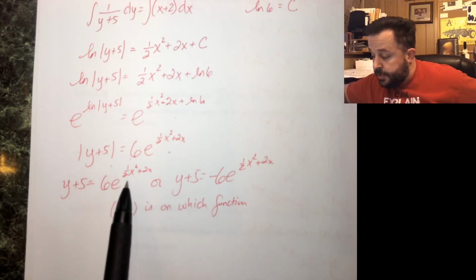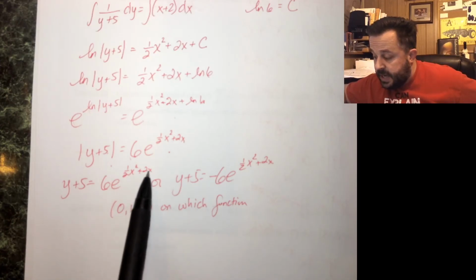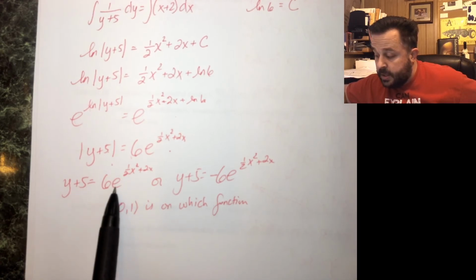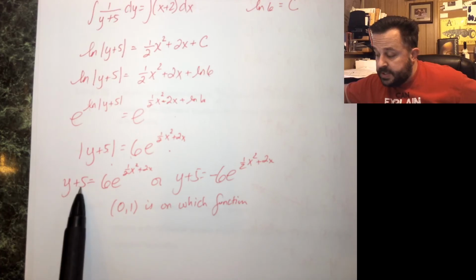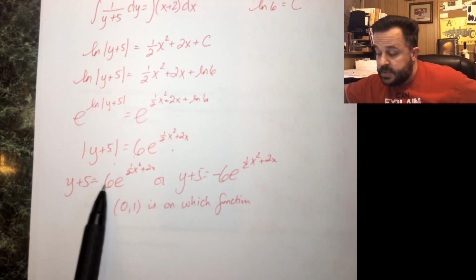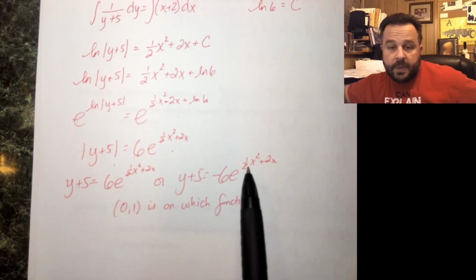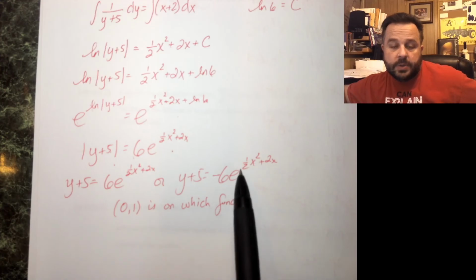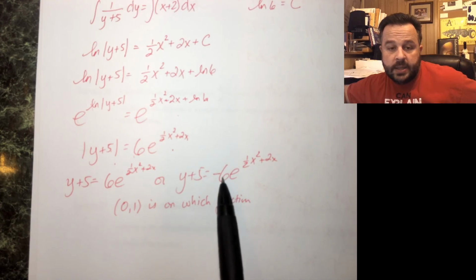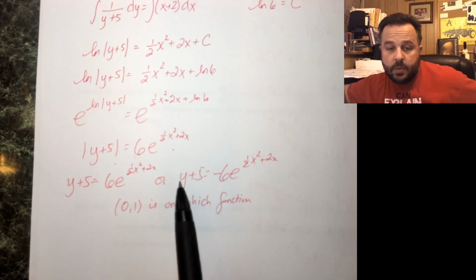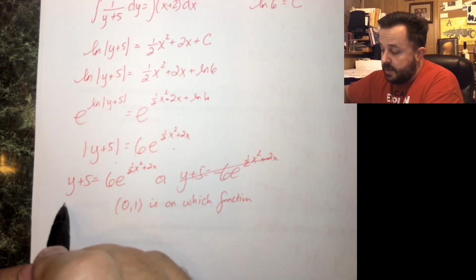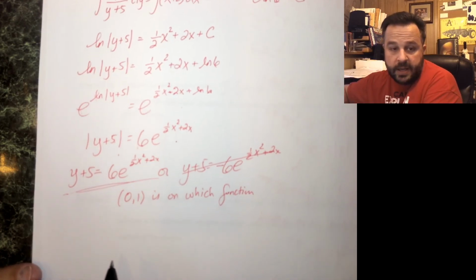So again, let's just run through. Plug 0 in here, this entire exponent just becomes 0. So e to the 0 is 1. So I get y plus 5 is equal to 6. And if y is 1, I get 6 equals 6. That looks good. Over here, if I plug in 0, 0 squared times 1/2 plus 2 times 0 gives me 0. e to the 0 is 1. That gives me a negative 6 on the right. Well, when y is 1, 1 plus 5 is not negative 6. So our function is the one on the left.